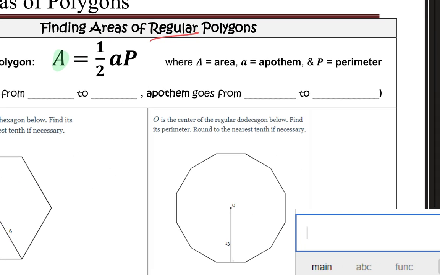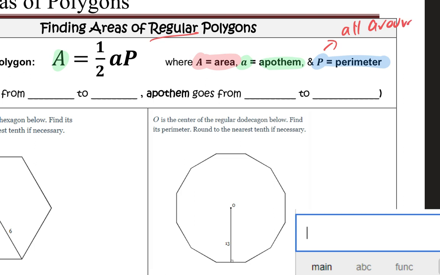Apothem, we're going to use lowercase a for the apothem. The capital A is going to be area, and then capital P is going to be perimeter. And you said, what do we know about perimeter? Perimeter is all around, right? And the difference between that and the area is all inside. That's the difference between area and perimeter.